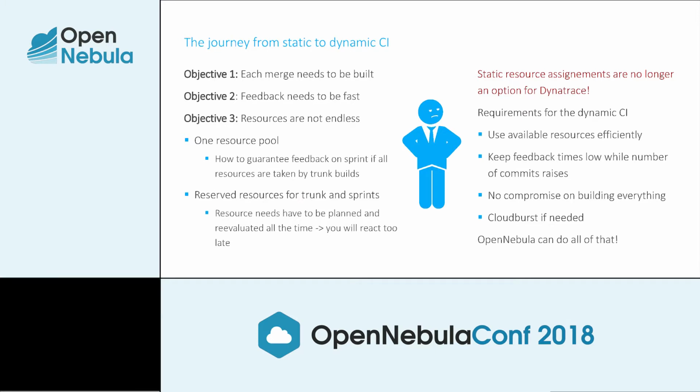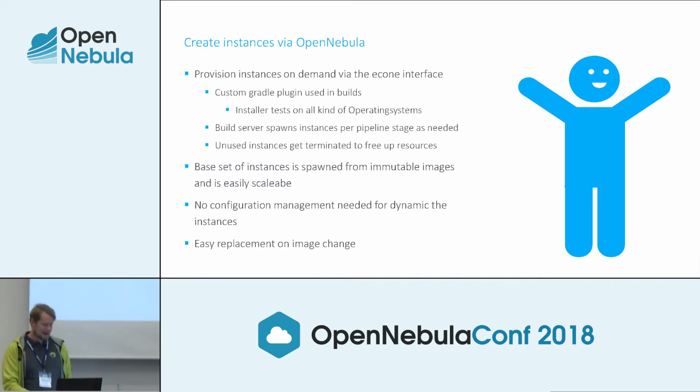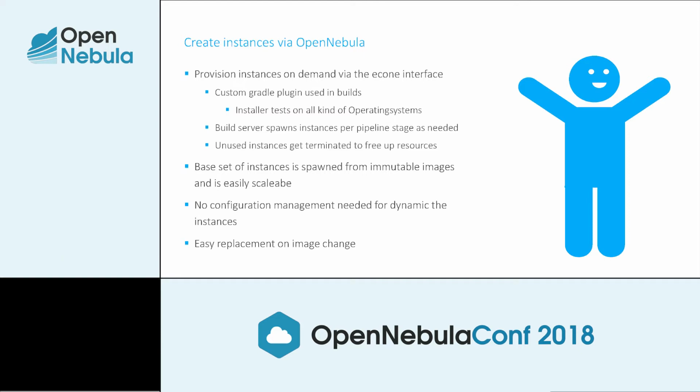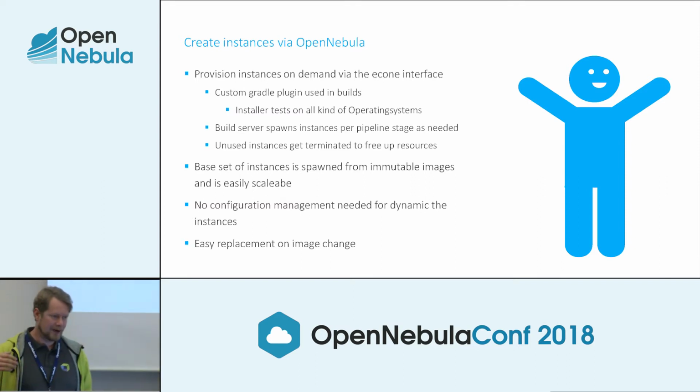So creating instances with OpenNebula, we have a Gradle plugin, for example, from the build where we can ramp up instances just out of the build, give me this or that. We have in the build servers, the pipeline stages know how many instances they will need. The pipeline stage starts, it spawns up the instances it needs and throws them away if they are no longer needed. And this way we can easily scale, and even if we have a bug fix, merge back to multiple sprints, we can just scale up in that way.